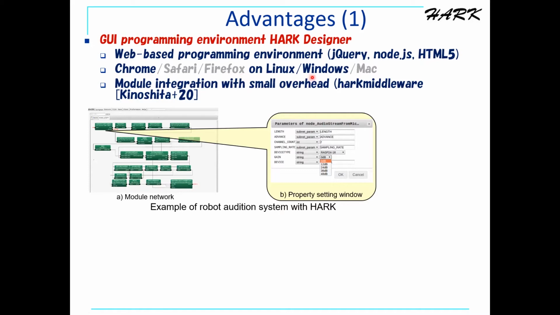For programming on this GUI, first you need to select these green boxes, which specify functions like sound source localization and separation. Then connect between these green boxes using this black line. And finally, configure some parameters on this property window. It is not so difficult to make a program with Hark, even for non-expert people.